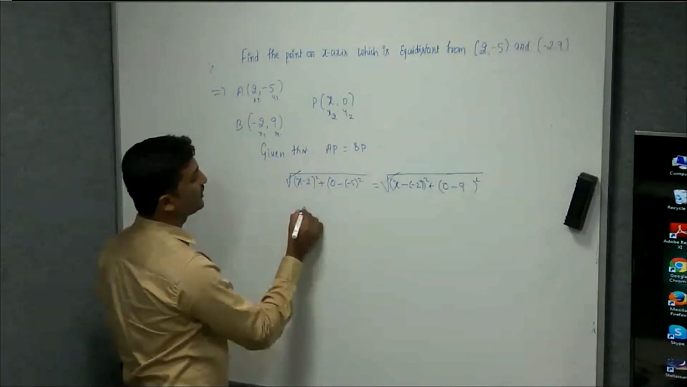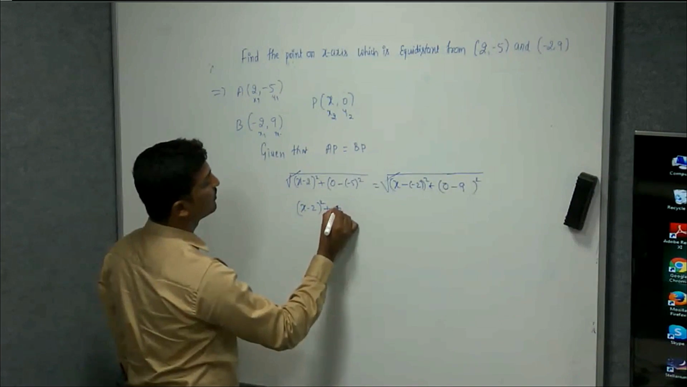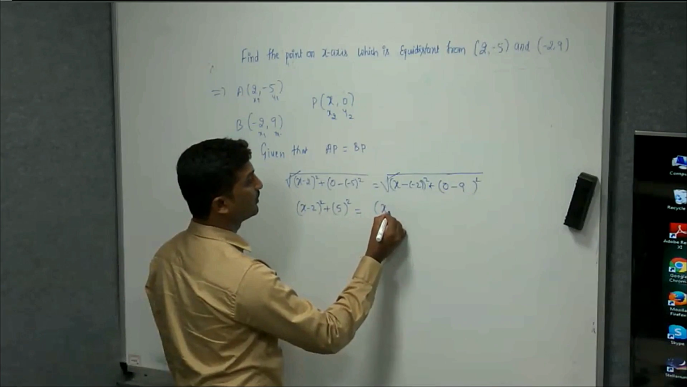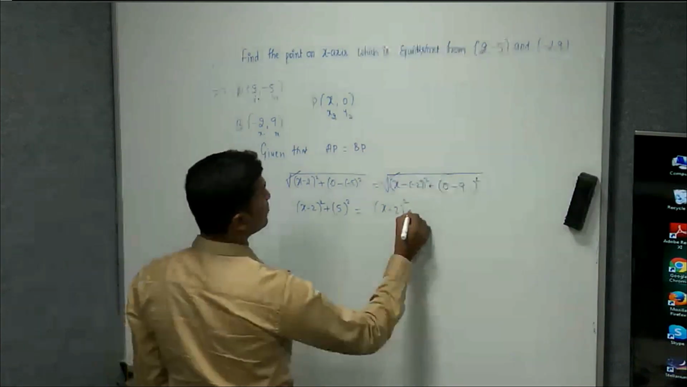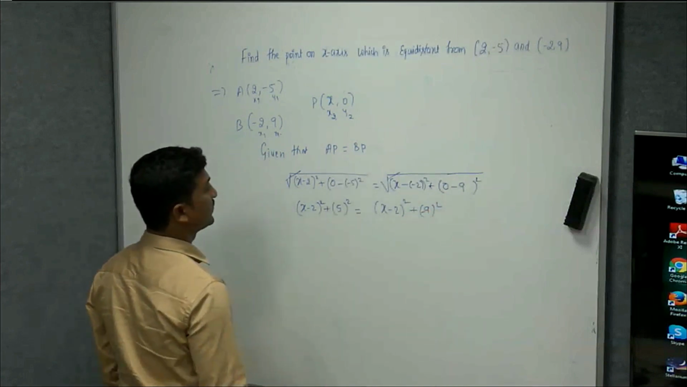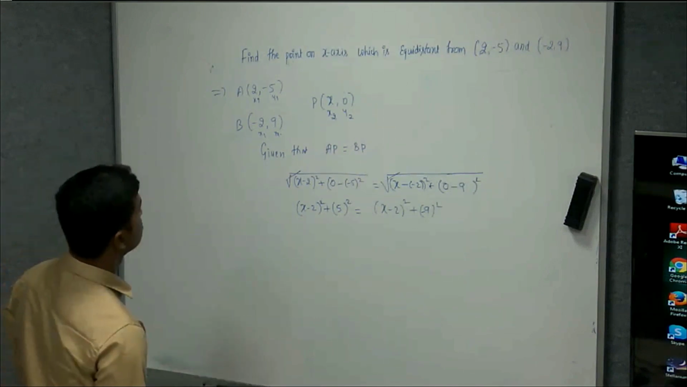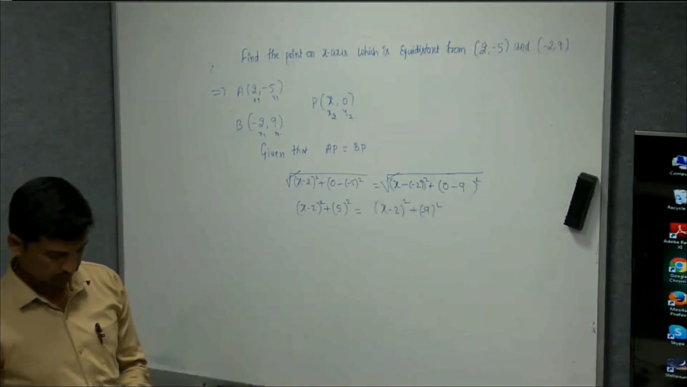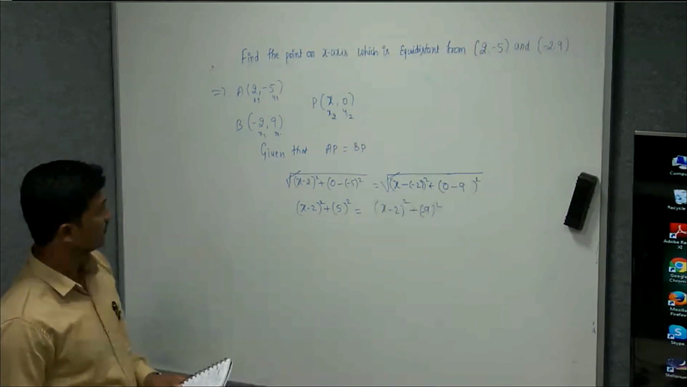This is x minus 2 whole square plus minus into minus positive 5 square, which is equal to x minus -2 whole square plus 9 square minus 9 square. Okay. Somewhere we have equal terms, right?